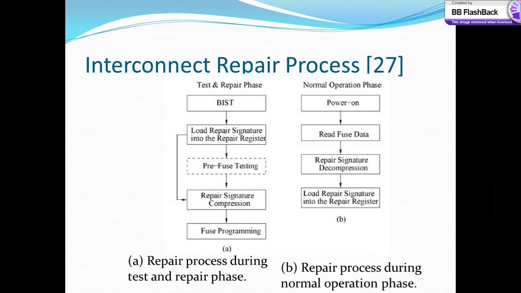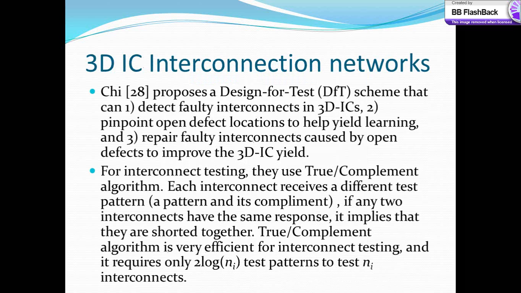And this is his algorithm flow. So there is a circuit which actually detects the interconnect fault, and then based on its output, it determines whether it has to repair it, or it could pass on to the next module. So it's a pretty basic algorithm for detecting interconnect faults. And there's this other paper which is by Chi, which proposes a design for test scheme that can detect faulty interconnects in a 3D IC.